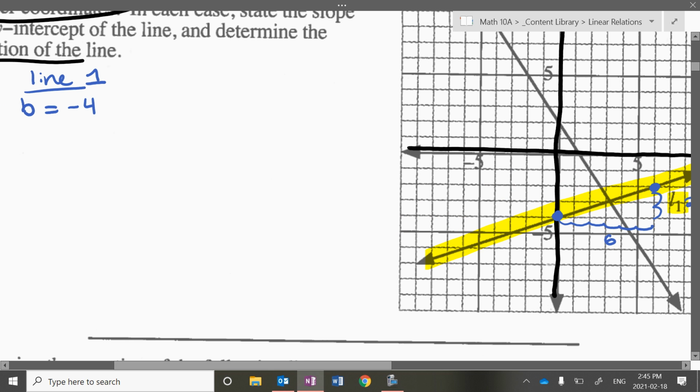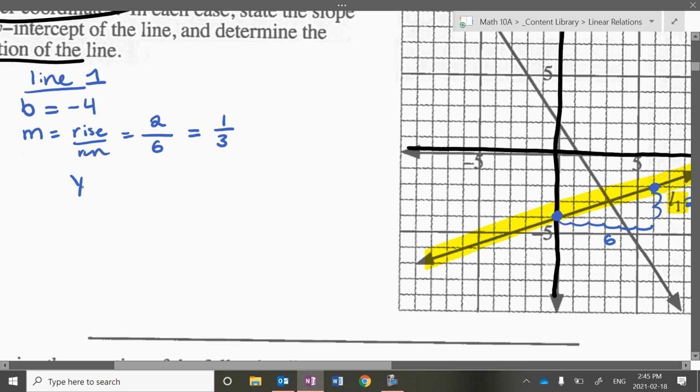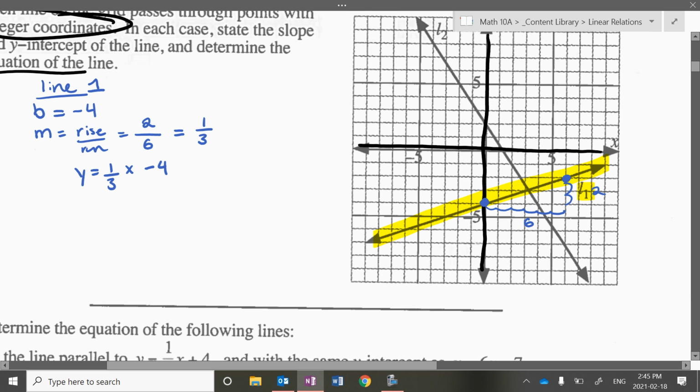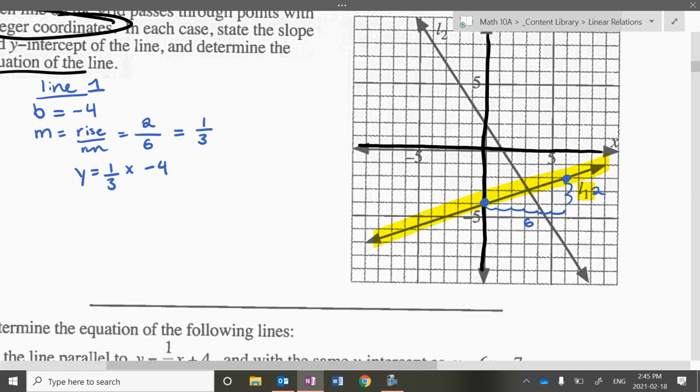So when we go back, our slope is our rise over our run. We rose up 2 and we ran 6. You always reduce that, so I get 1/3. Then I'm just plugging that into our equation. So y is equal to 1/3 x minus 4. If you use 2 different points to calculate your slope, you might get a larger number there, but it'll still reduce down to 1/3.